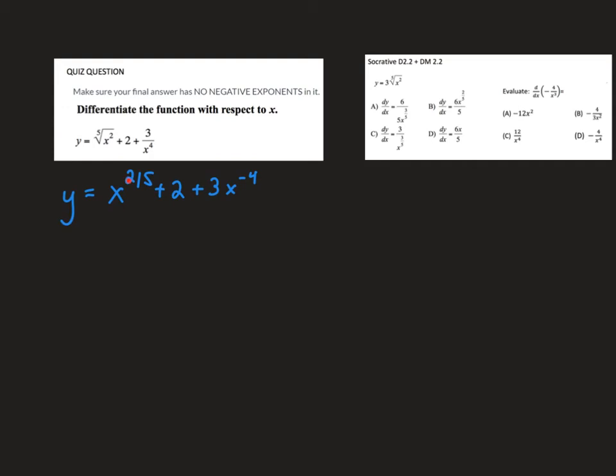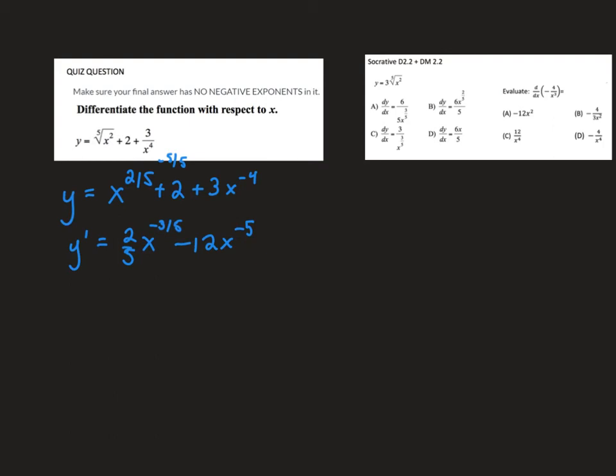So I'm going to take my 2/5, going to bring it down in front of the x. And then I subtract 1 from 2/5. So just imagine yourself subtracting 5 over 5 to get that common denominator. And my new exponent is going to be a negative 3 over 5. The derivative of this 2, of any constant, is just going to be 0, so it's not going to show up in my derivative. And then on my power rule, I'm going to bring down my negative 4 exponent, multiply times the negative 3, and then subtract 1 from it.